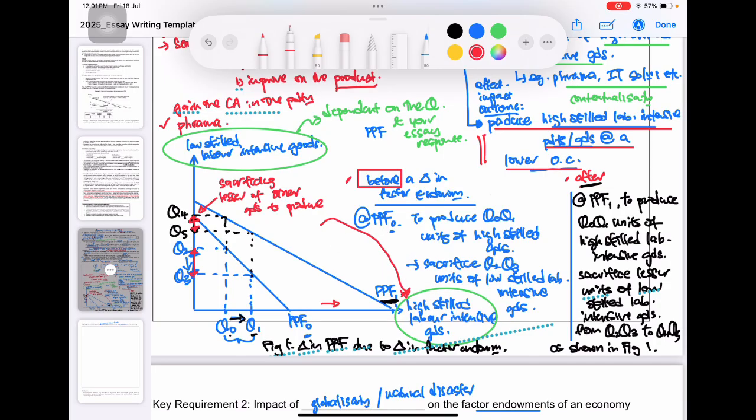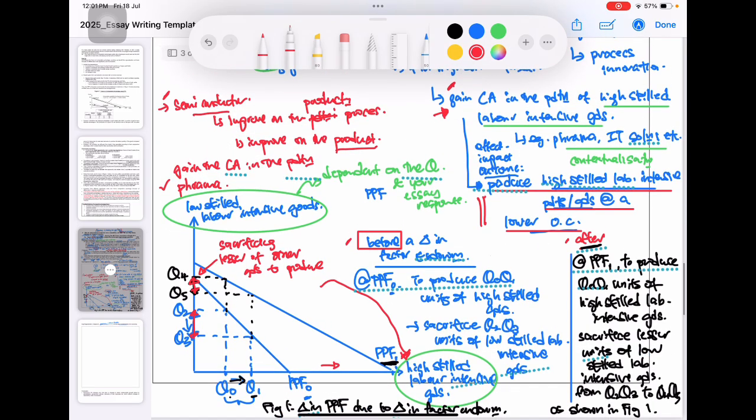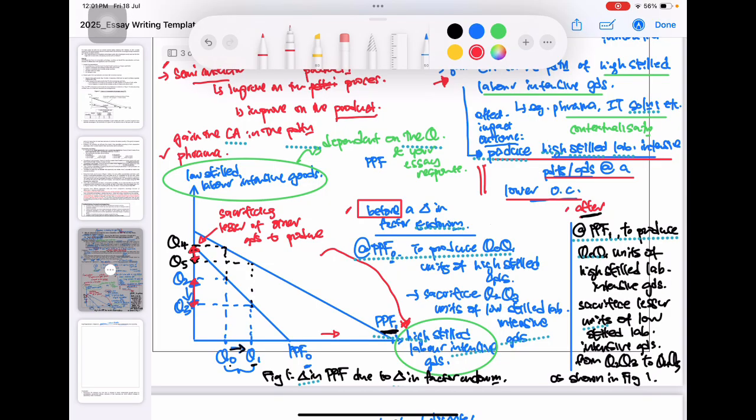Okay, so this is the end of it. If you don't understand, you can repeat the video a little bit to see the explanation showing before and after, and how the diagram illustrates that with a new PPF, there is a fall in the amount of low-skilled labor-intensive goods being sacrificed to produce the same amount of high-skilled labor-intensive goods. All right, that's all.